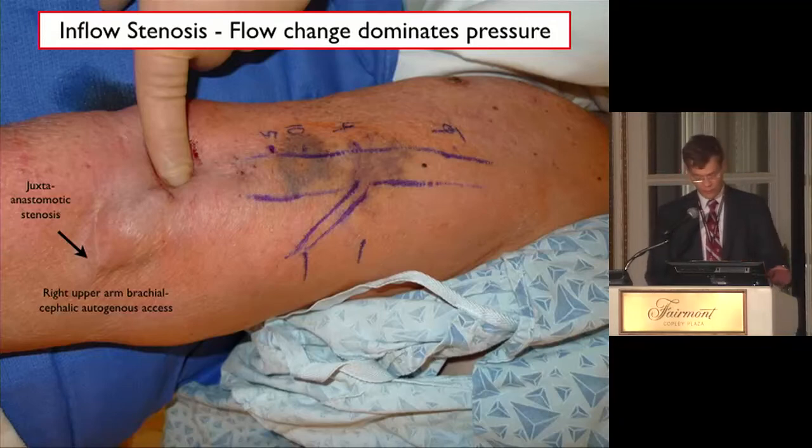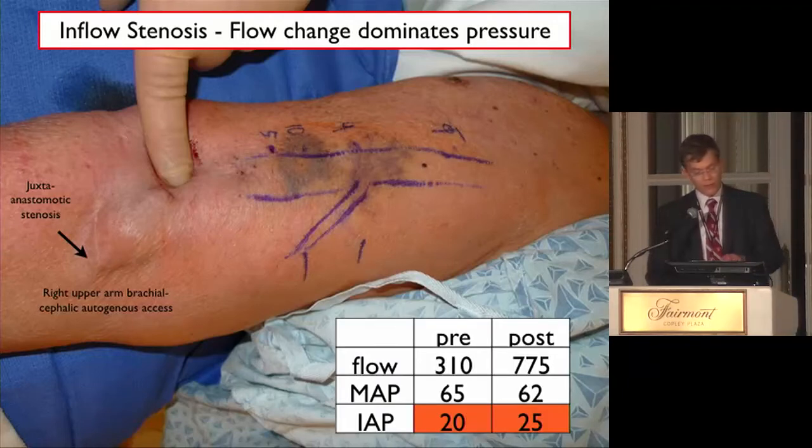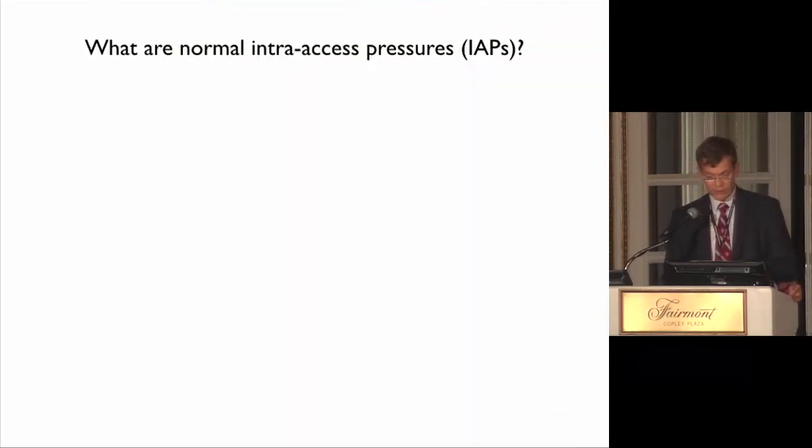They had difficulty putting needles in because the flow was so low that it wouldn't augment properly. You can see the flows before angioplasty at 300, intra-access pressure is 20. You do a little bit of an angioplasty of the inflow, the flow more than doubles to 700, intra-access pressures barely go up. So that's the concept of, if you have an outflow stenosis, which is more common, that you have to look out for increases in pressure.